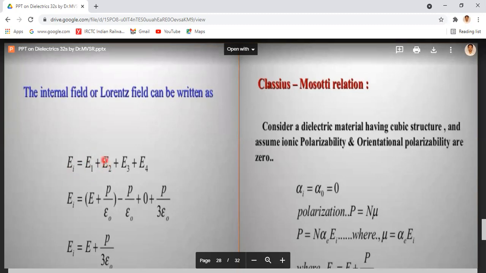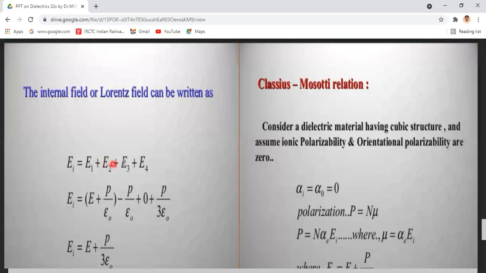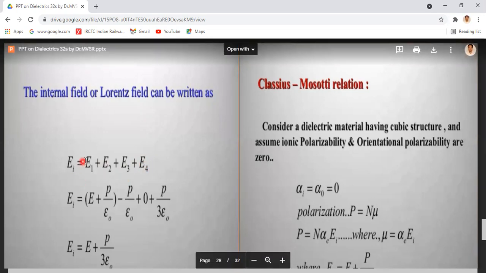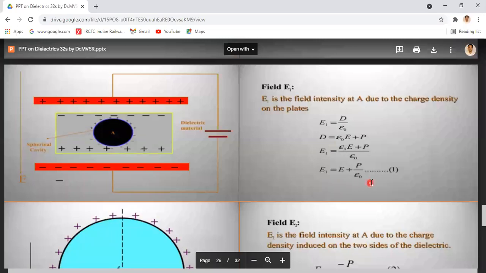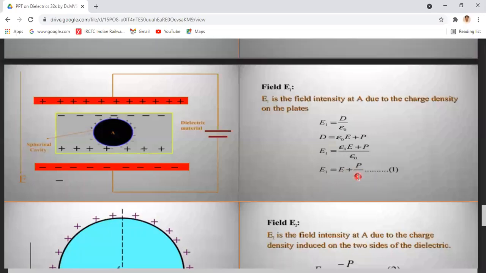E2 bar is the intensity of electric field due to the dielectric material. E3 is the intensity of electric field due to the neighboring dipoles within the spherical cavity. E4 bar is the intensity of electric field due to the charges on the spherical cavity. The value of E1 bar is nothing but E bar plus P by epsilon naught, that is from equation number 1. Equation 1 gives the E1 value, that is E bar plus P by epsilon naught.